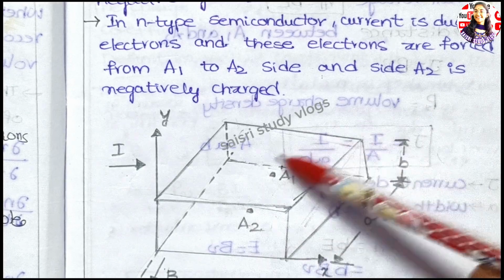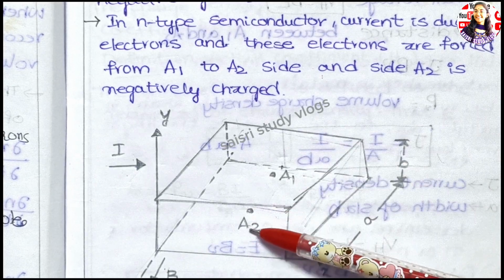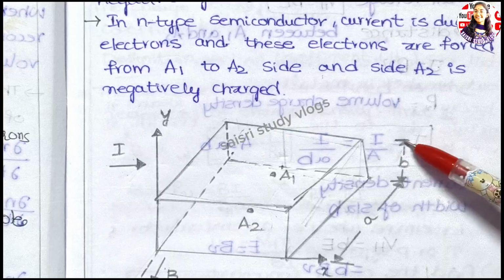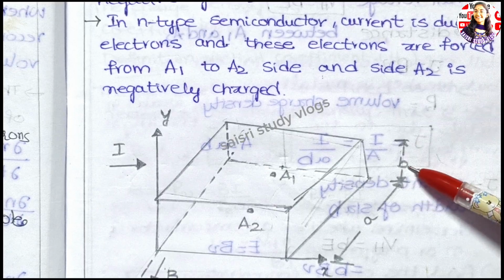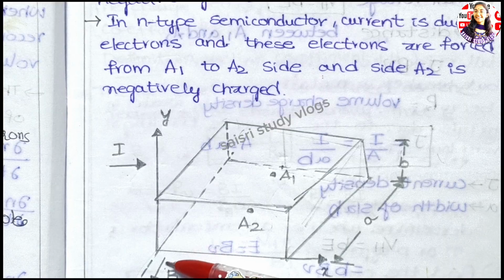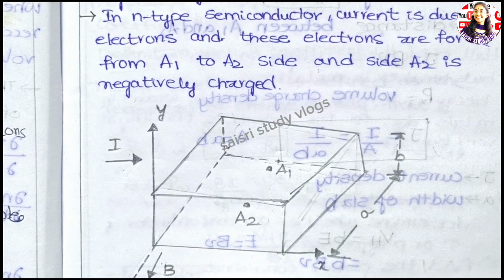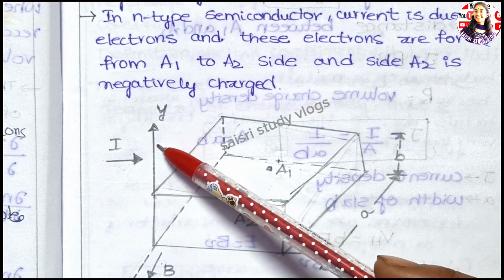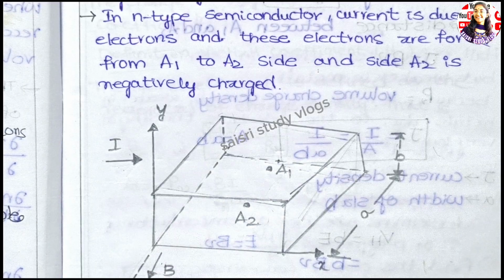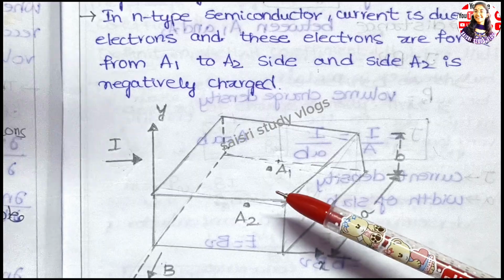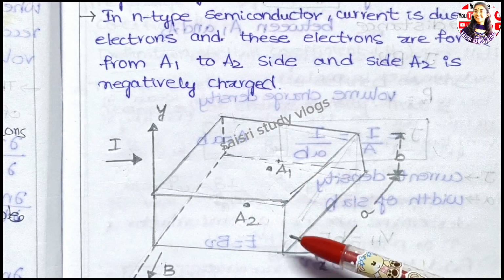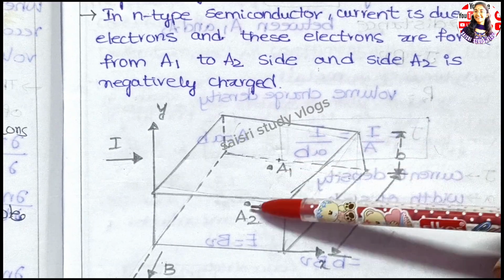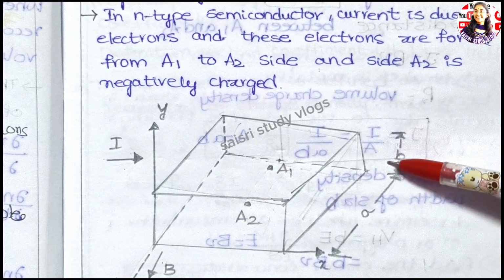So here we consider a semiconductor having A2 as a negative charge. Here we are considering A2 as negative charge, and the length is a, breadth is b, and the magnetic flux is flowing in the z direction. I is the current in this direction, and the resultant will be opposite to the y axis. Let us consider that there is a distance between A1 and A2. What is the distance between A1 and A2? The distance between A1 and A2 is b.